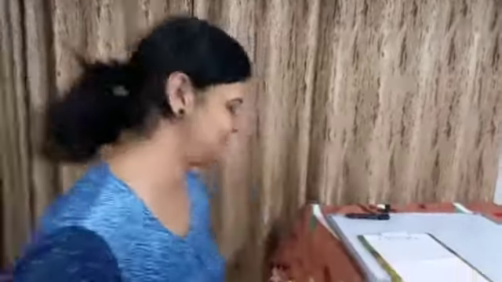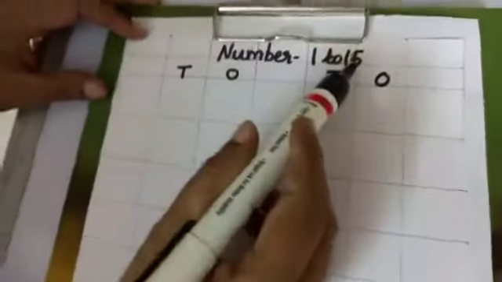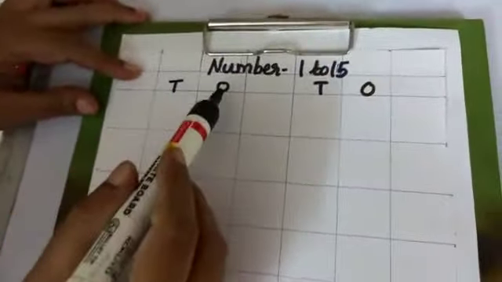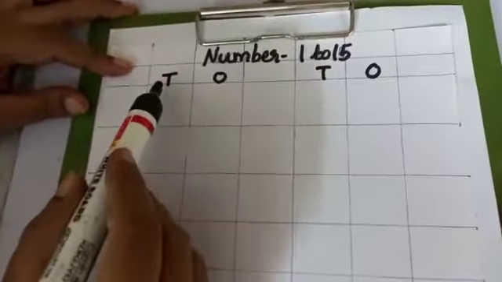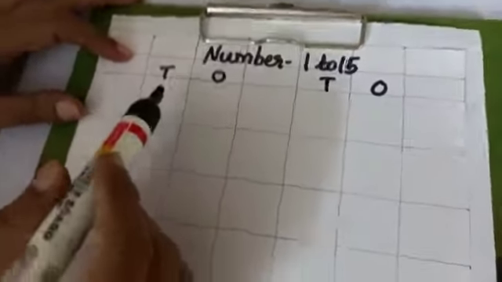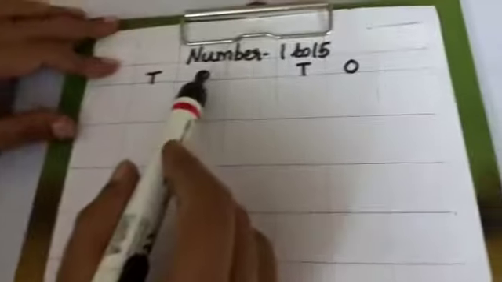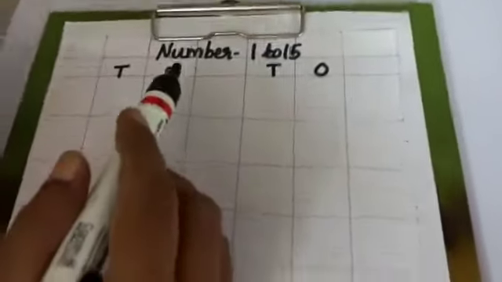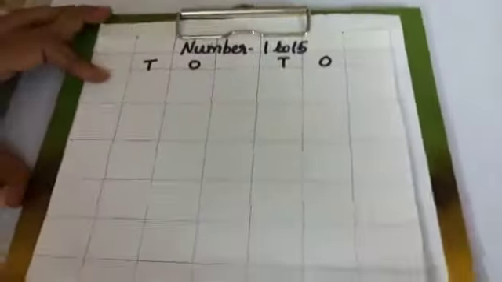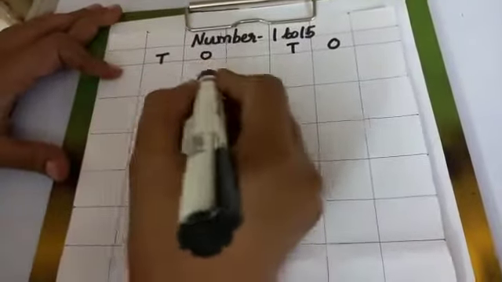Today we are going to write 1 to 15 numbers. So let's start it. It's number 1 to 15 in tens and ones form. Tens means 2 digit, 10, and ones means only 1 digit. So I will show you how to write this.